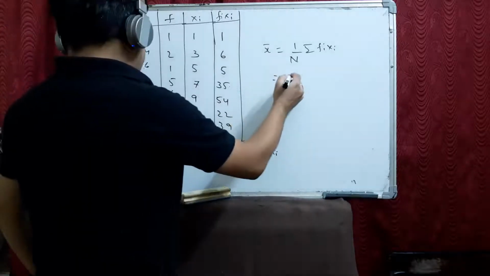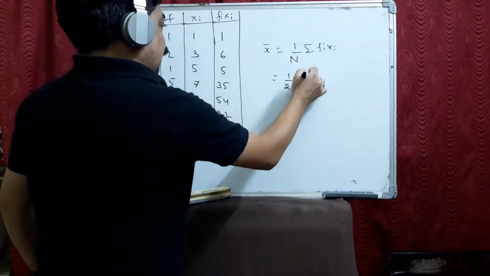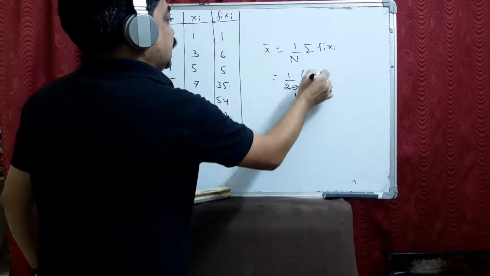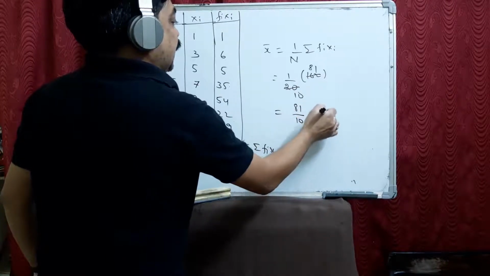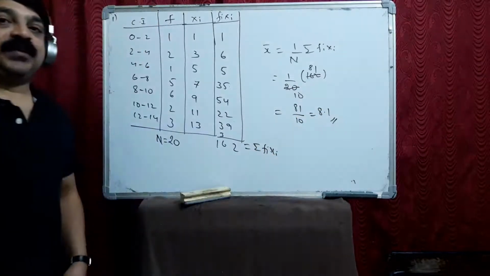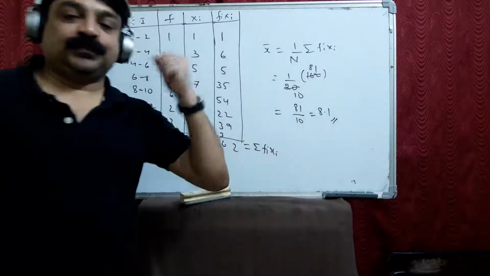So let us substitute here: 1 by 20 of 162. 2 tens, 2 81s, 81 by 10 is nothing but 8.1. That is the arithmetic mean. Let us go to the next problem.